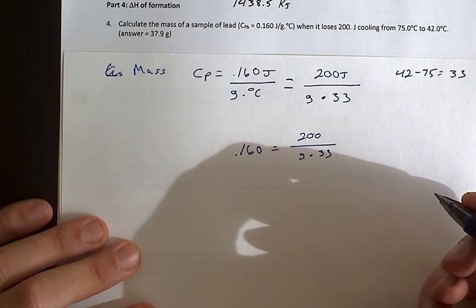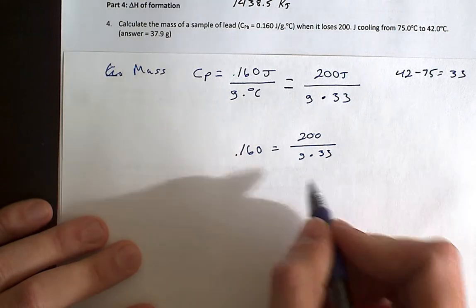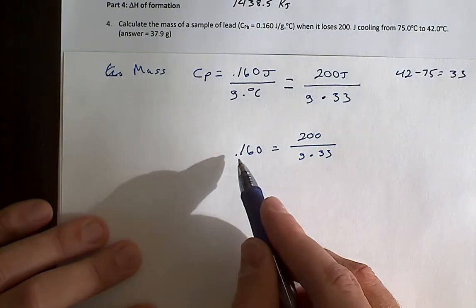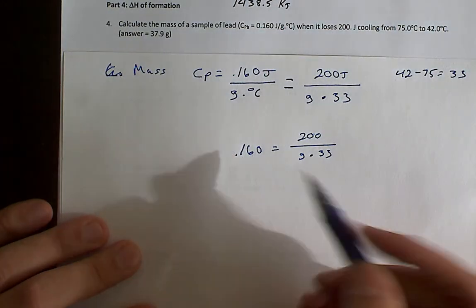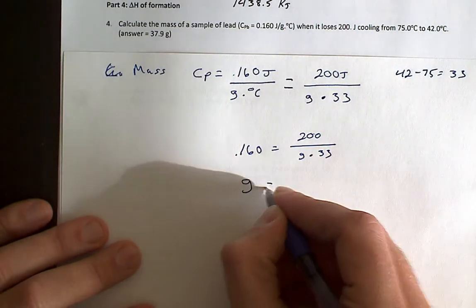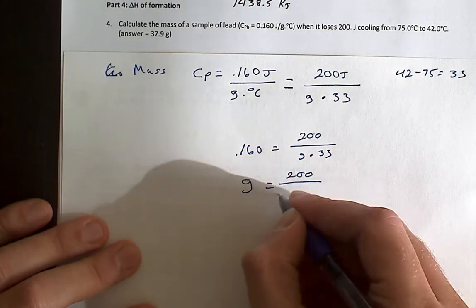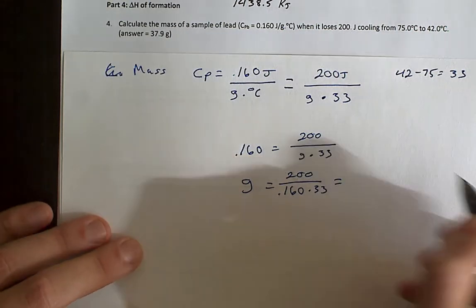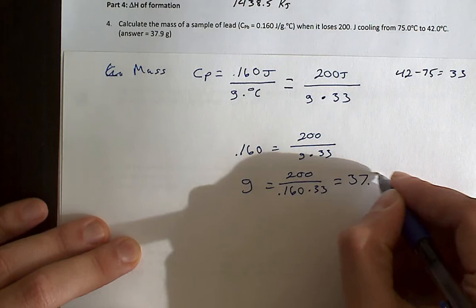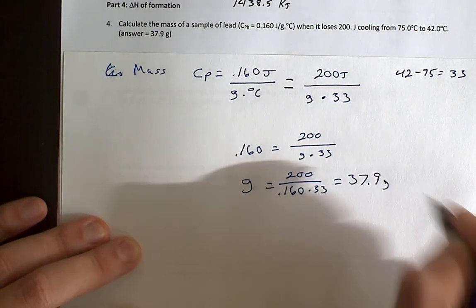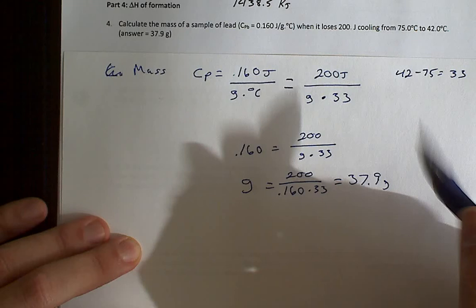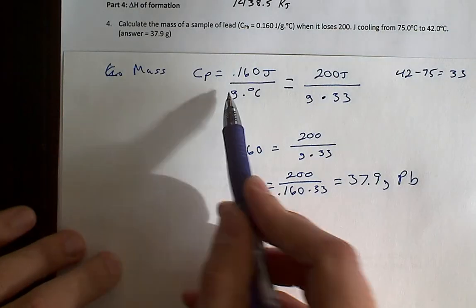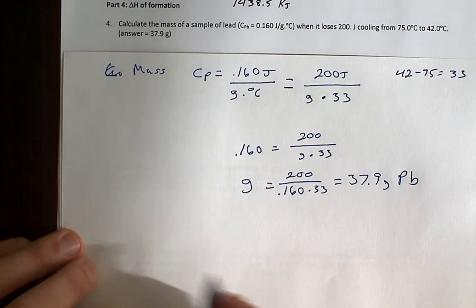Okay, so when we have a situation like this, we're going to multiply both sides by G, or mass, and then we're going to divide both sides by 0.160. So our mass will equal 200 divided by 0.160 times 33, and we get a mass of 37.9 grams. And then let's also make sure we're putting the right label on that, and that is Pb. Okay, so that's using specific heat to determine the mass of a substance that we have.